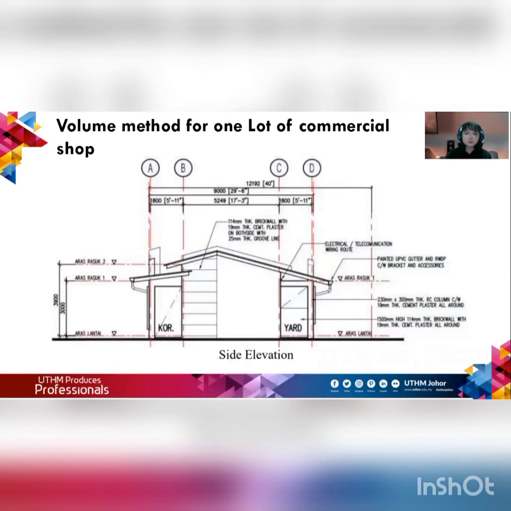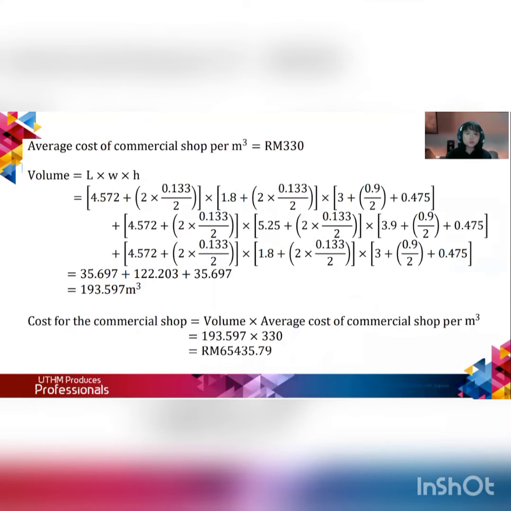So this is the lot of commercial shop, the site elevation. The average cost of commercial shop per meter cube is RM 330. So we get the volume of the shop and then the cost for the commercial shop.